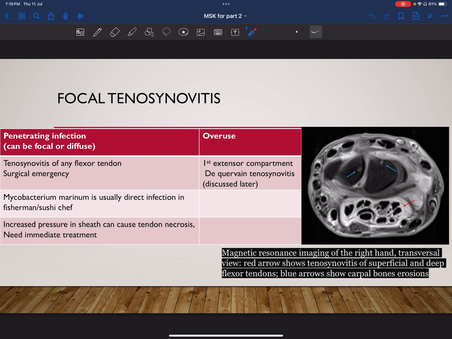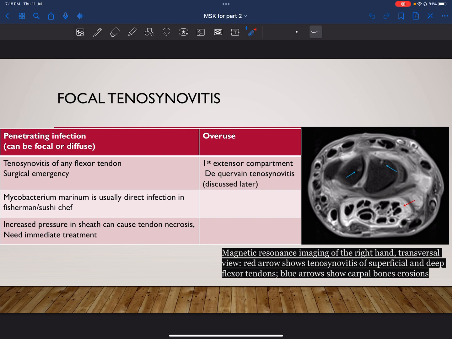With penetrating infection, it can be focal or diffuse. It is a surgical emergency involving any flexor tendon. So most important is Mycobacterium marinum, which occurs due to direct infection in fishermen and sushi chefs. Increased pressure in the sheath can cause tendon necrosis and needs immediate treatment.